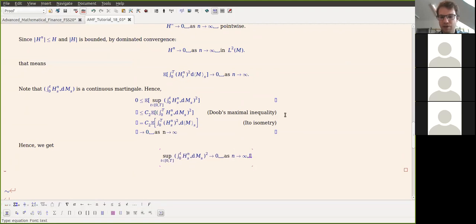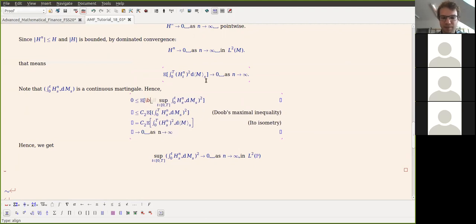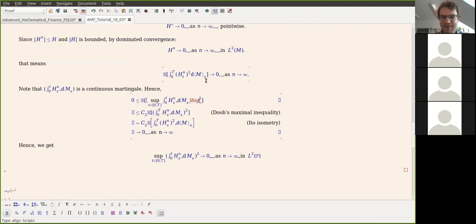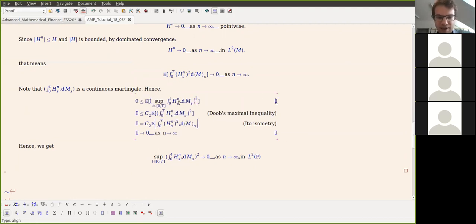And okay, in which norm? Well, in the L2 norm with respect to the probability measure, right? So this is here just an L2 random variable, and you take the square. So this is, I think Paul was complaining about this, but this is the same as this. All right, so this is just an L2 random variable, which goes to 0 in L2, right? This is what we show here.